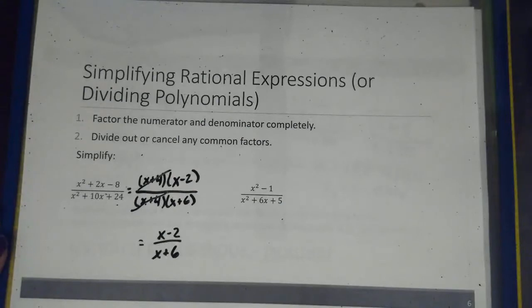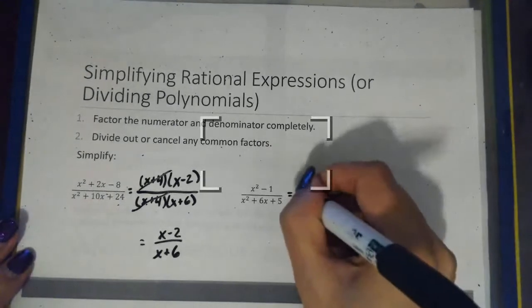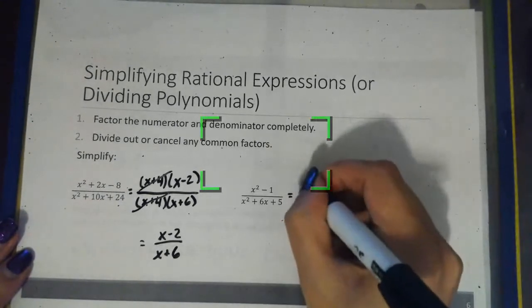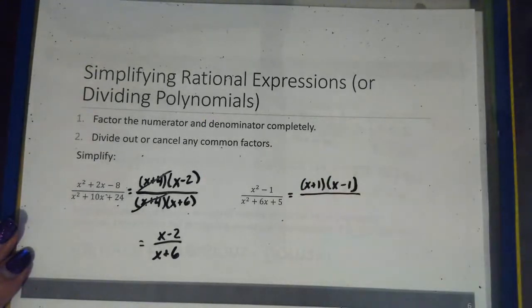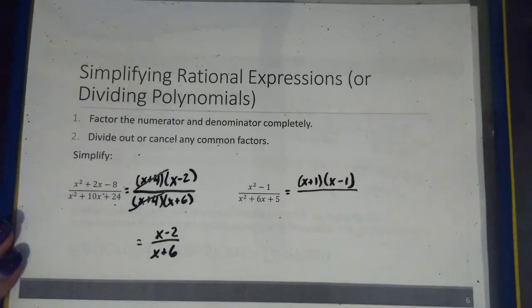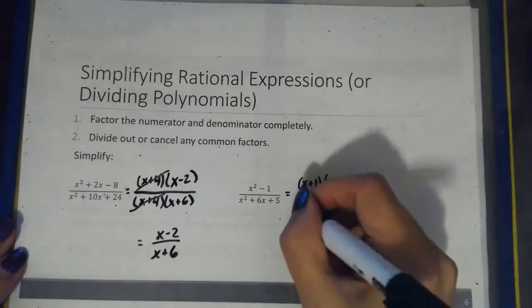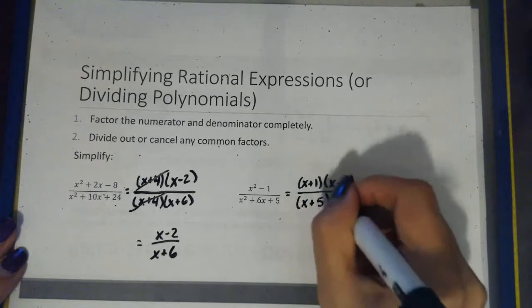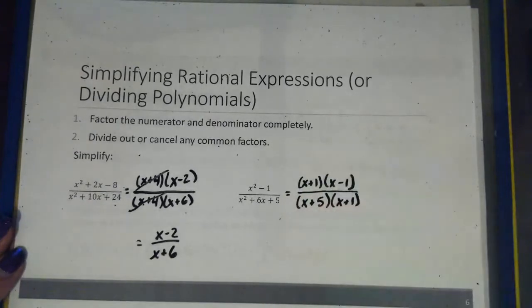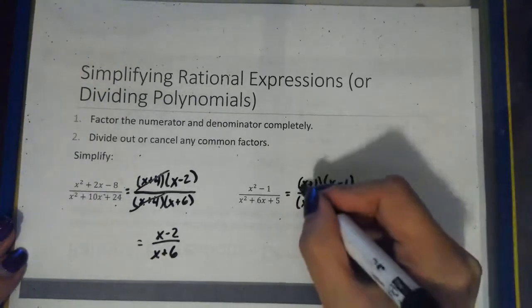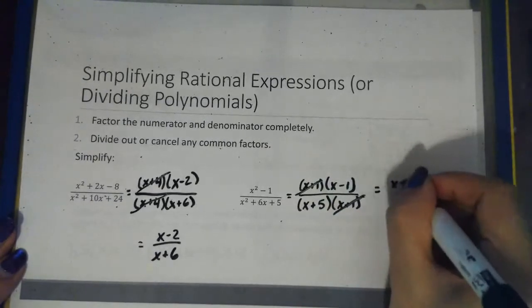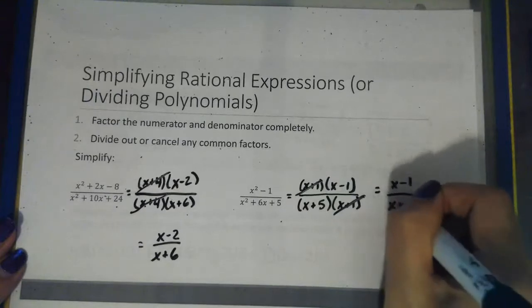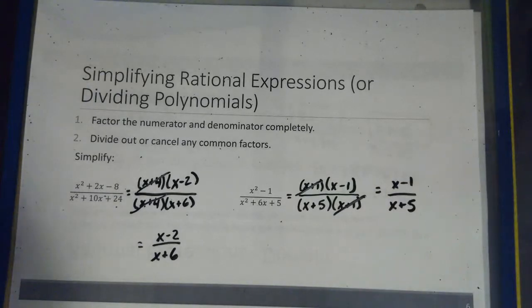Next up, we're looking at x squared minus 1 over x squared plus 6x plus 5. That numerator is a difference of squares, so it's going to factor into x plus 1 times x minus 1. The second one, we're looking at x squared plus 6x plus 5. That factors into x plus 5 times x plus 1. I can divide out the common factor. We have an x plus 1 in our numerator and denominator. So that leaves us with x minus 1 over x plus 5.